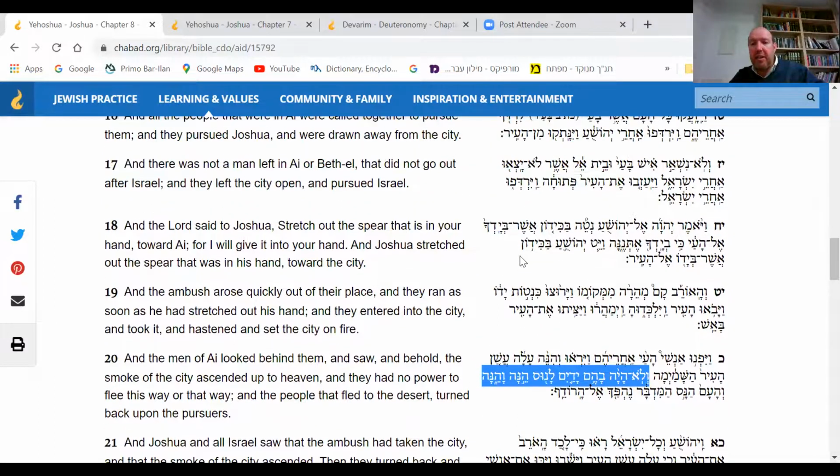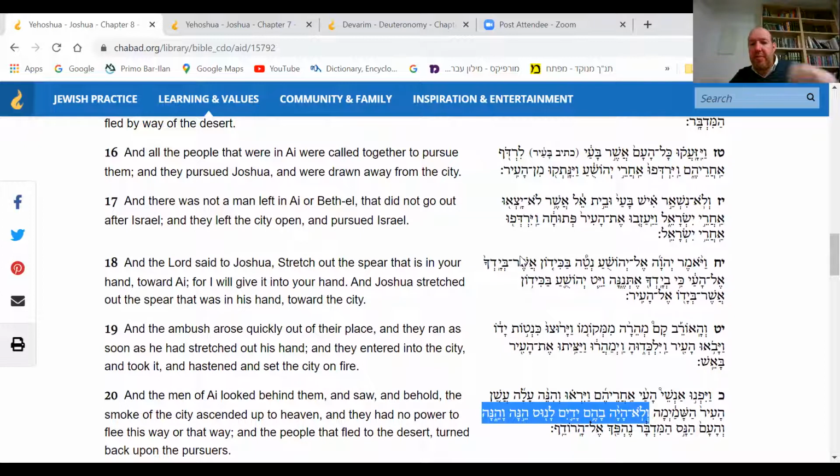The word yad was, of course, used in verse 18 in the description of Joshua, where he set up his spear that was in his hand.